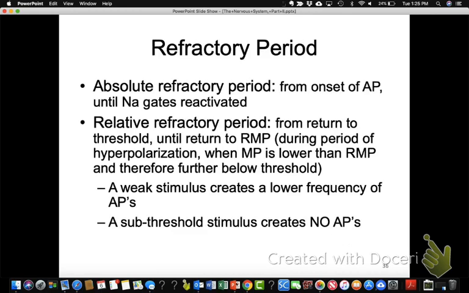All right, next concept is the refractory period. A neuron is said to be refractory if you stimulate it and it doesn't respond. Refractory means resistant to stimulation. And we have 2 parts to the refractory period. It is absolutely refractory until the sodium activation gates are reset. And even after that, that's the period where it's hyperpolarized and further from threshold. So it's still harder than normal to get a stimulus response during the relative refractory period.